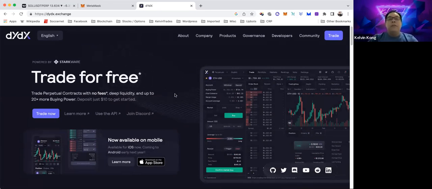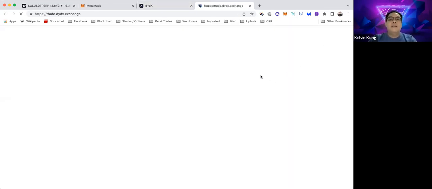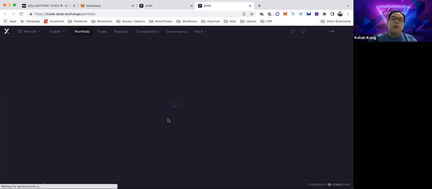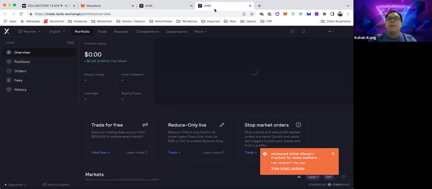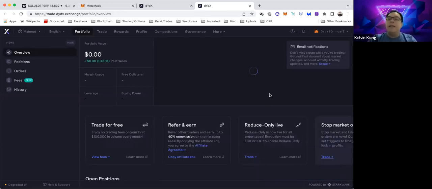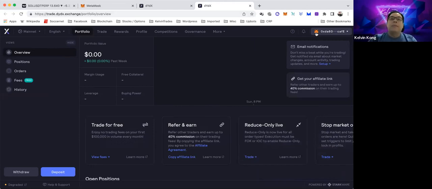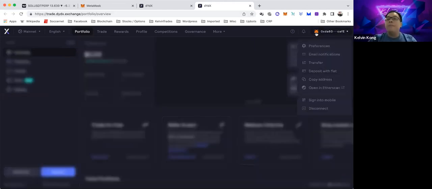So how do you trade on a decentralized exchange? Very simple. Obviously you need a wallet like MetaMask to connect you to the exchange. That means you don't store your money or your coins in the exchange at all. Everything is stored in your MetaMask. So if the exchange were to collapse, your funds are safe in MetaMask. You get what I'm saying?